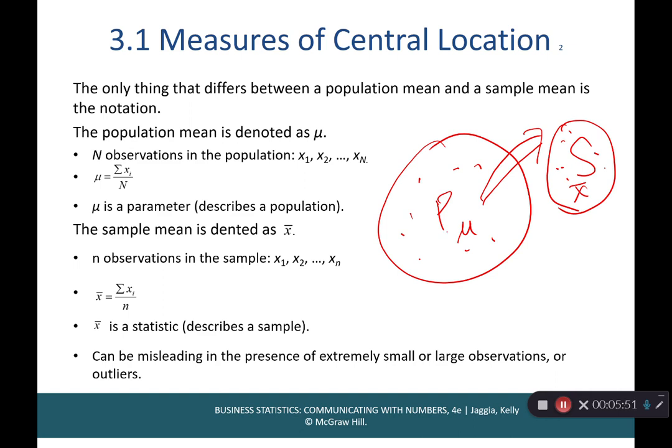Okay, this is important. So they're both means, but it depends on where they came from, how they get their label. Okay, and if you want to calculate X bar, you add up all the values in your sample and divide by little n, and little n represents sample size. So capital N is population size, little n is sample size.